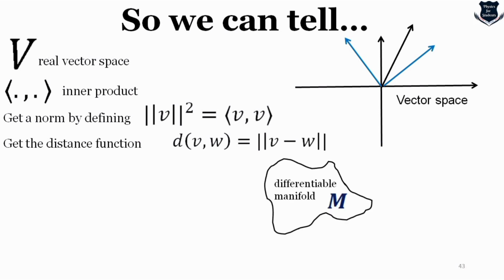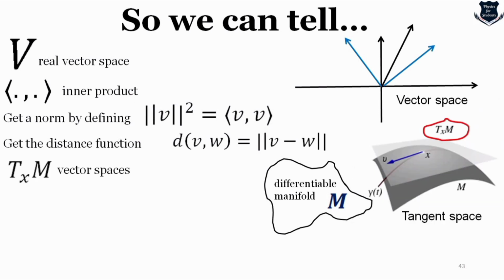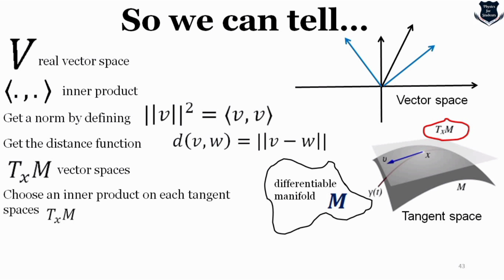So if M is a differentiable manifold, which you now know, then its tangent spaces, T_x M (I have just replaced the p with x, it becomes easier to understand), are vector spaces. You see on the right-hand side, I have made that red, T_x M, these are vector spaces. So consequently, we can choose an inner product on each tangent space T_x M, and what we get is a Riemannian metric.